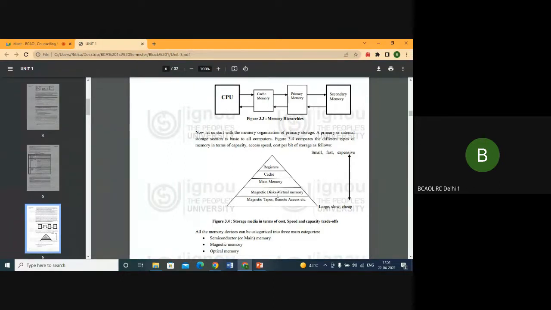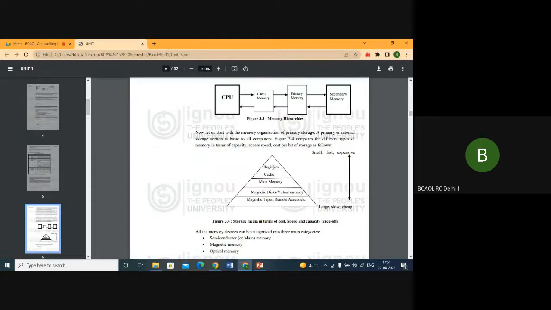Secondary storage devices are fourth. Main memory is third. Second is cache and registers are the first. So the fastest is what? Registers. But when we talk about storage capacity, which one has more storage will be the secondary memory. Do you understand?